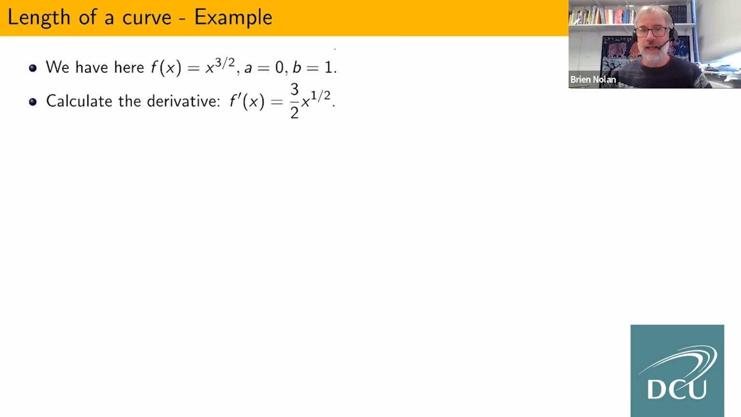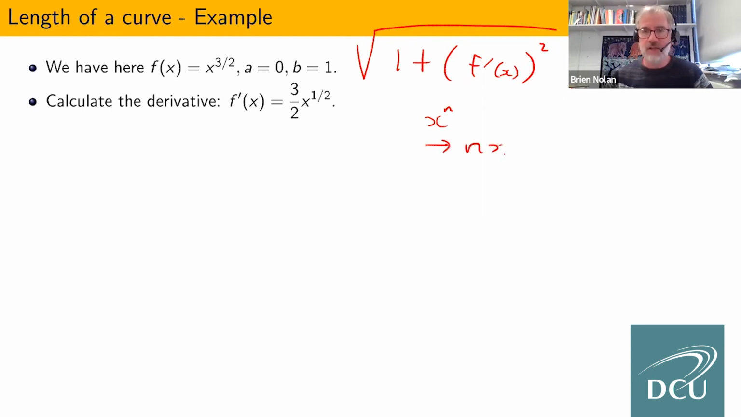We need to calculate the derivative. Remember, overall, to integrate, we need this quantity here, the square root of 1 plus f prime squared. So we need to calculate f prime. I'm differentiating a function of the form x to the n, so when I differentiate, I get n times x to the n minus 1. n in this case is 3 over 2. So there's my derivative. f prime is 3 over 2 times x to the power of a half.